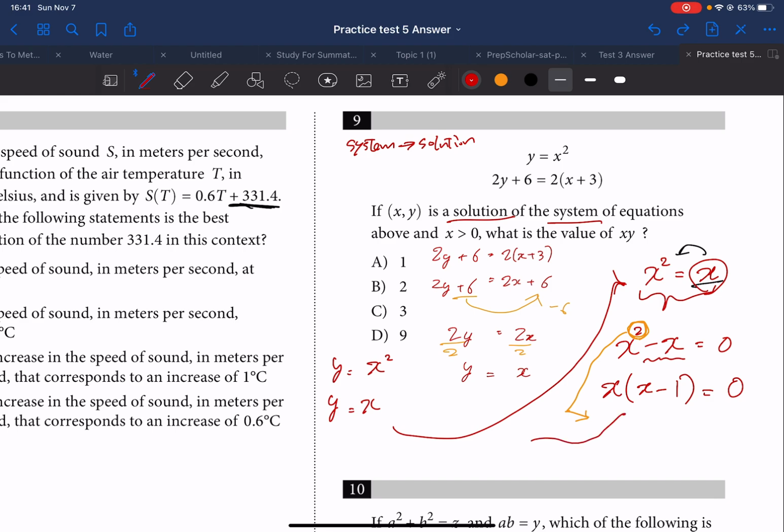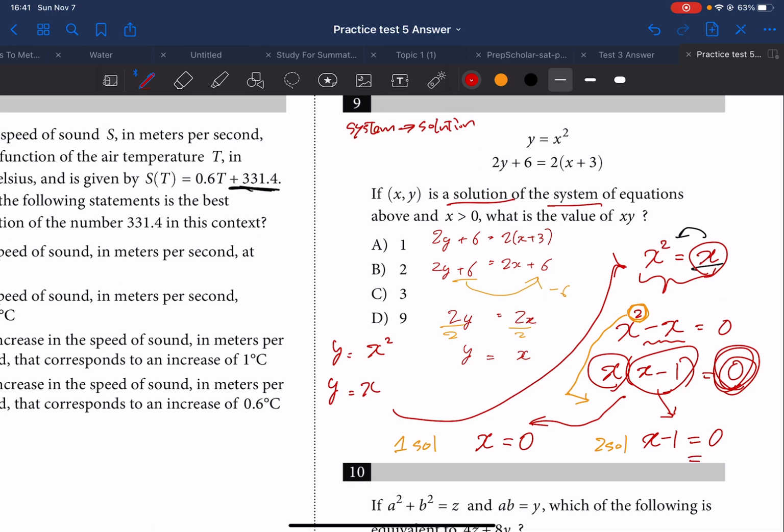So first solution, we have x equals 0. And then the second one, we have x minus 1 equals 0. So one solution and then 2 solution. This becomes 1.